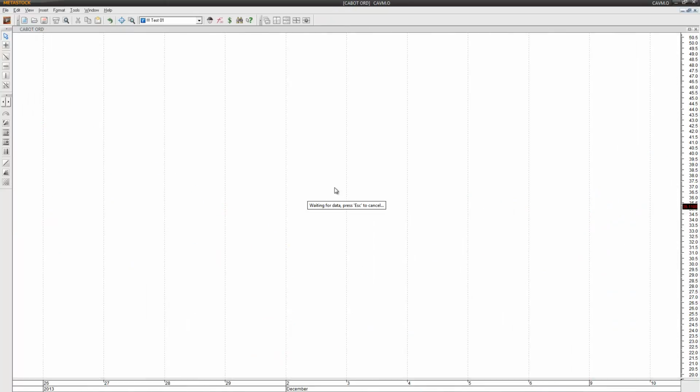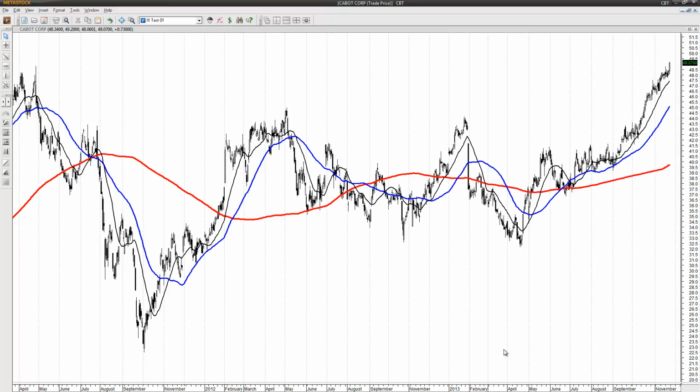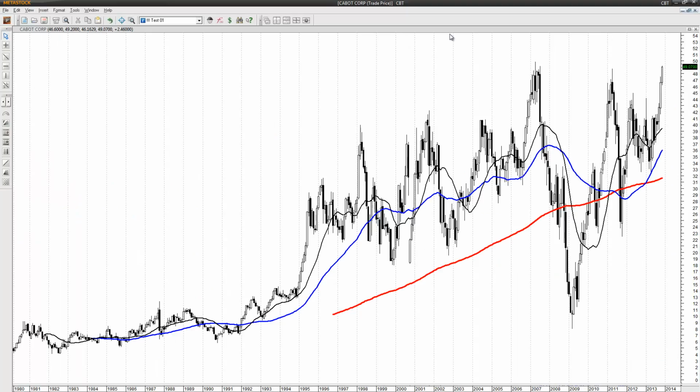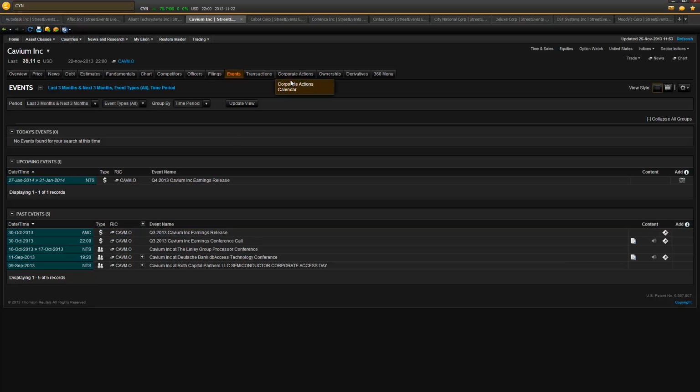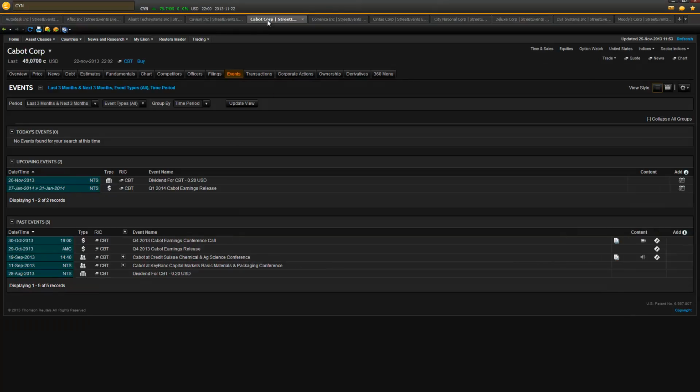Next chart is Cabot Corporation. Easy to find if you change to monthly data. I'm using this high peak from 2007, and the print is 49.87. That's the level I'm going to use. No earnings for CBT.